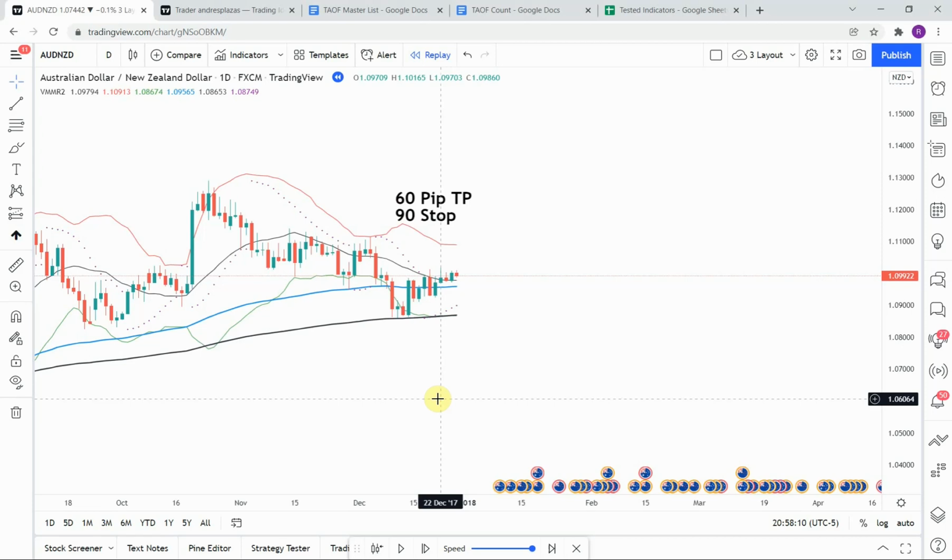Today we will be testing the VMMR2 indicator.